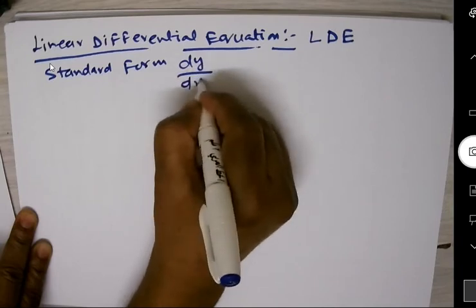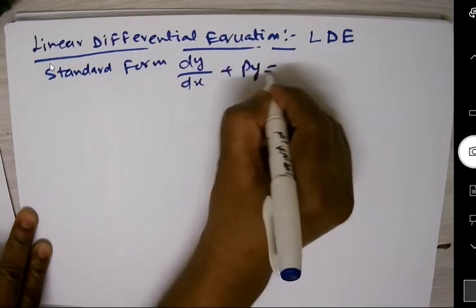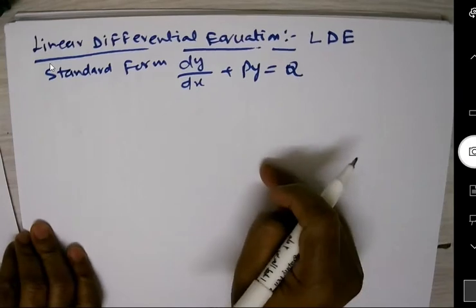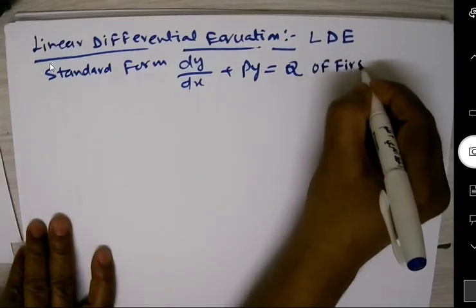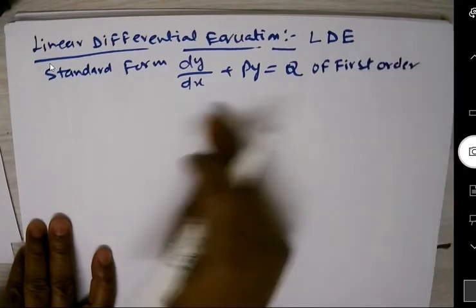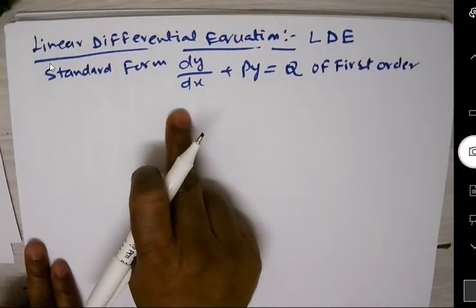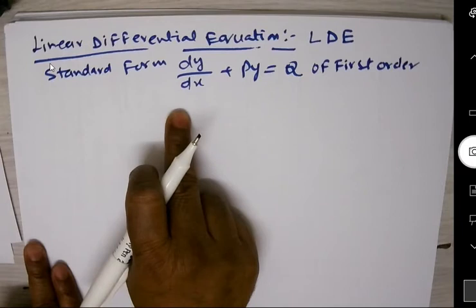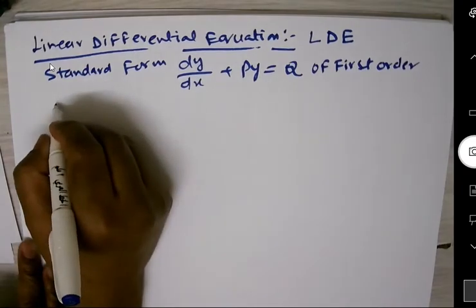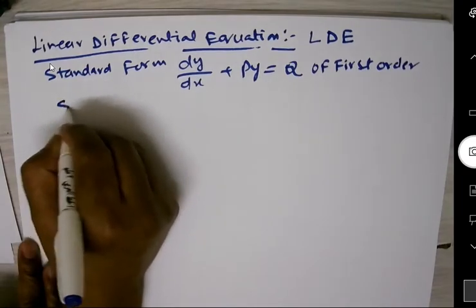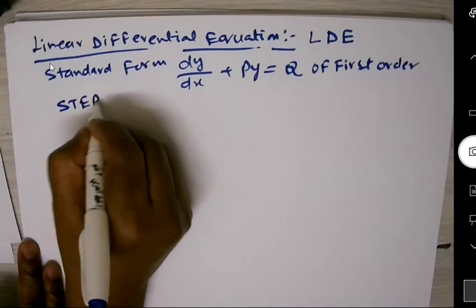dy/dx plus py equal to q. This is the standard form of linear differential equation of first order. If we want to solve, or write the general solution of that type of differential equation, I mean first order linear differential equation, then we have to follow two steps.